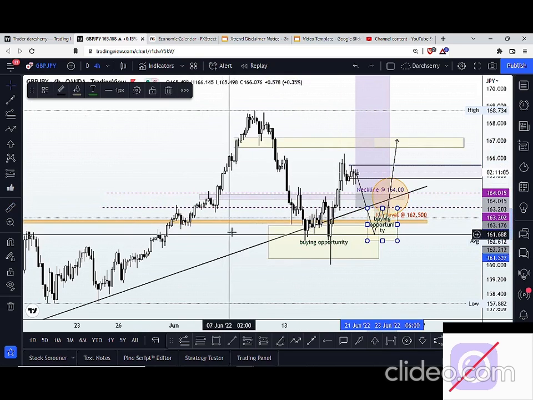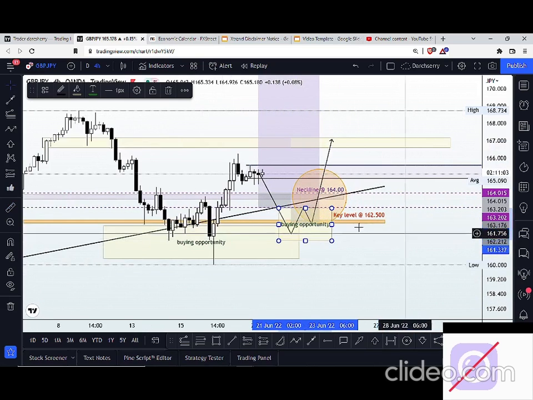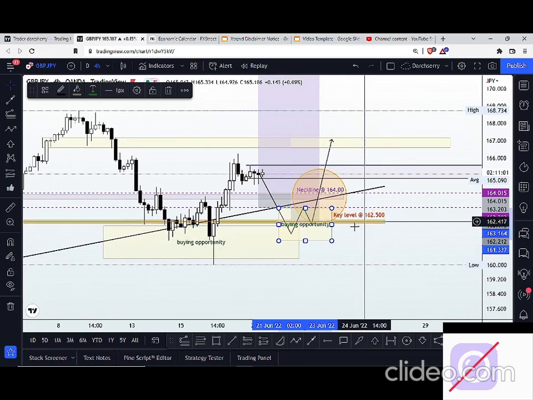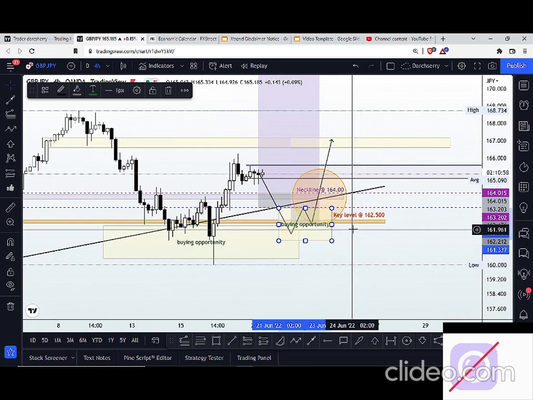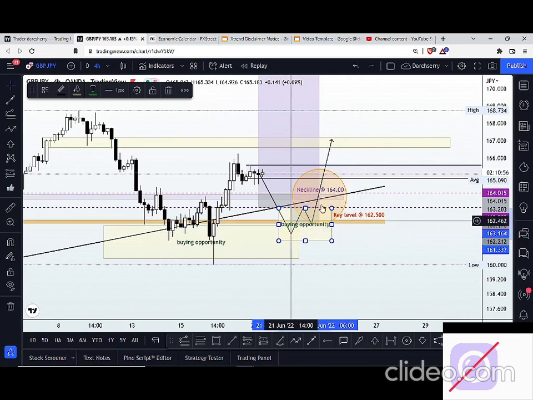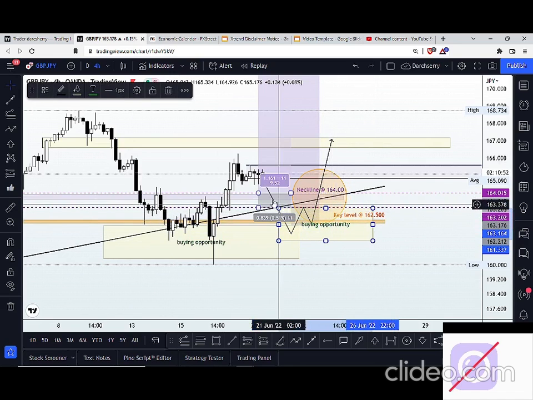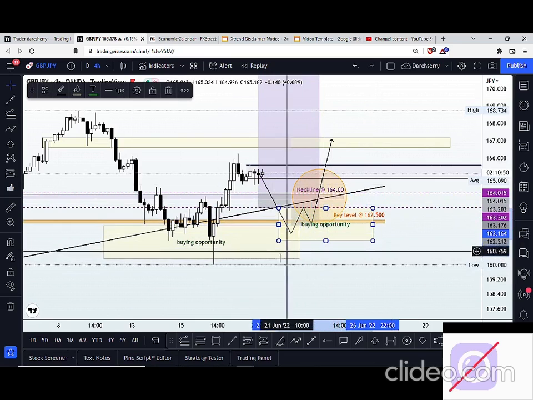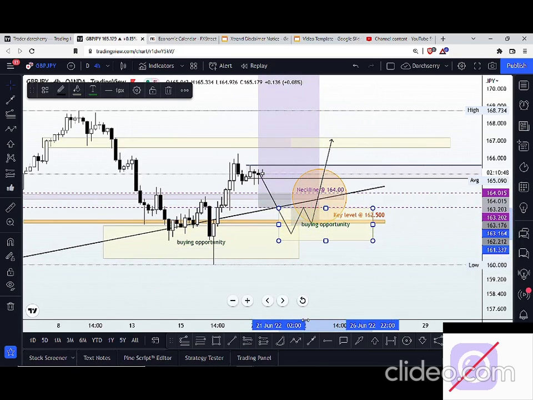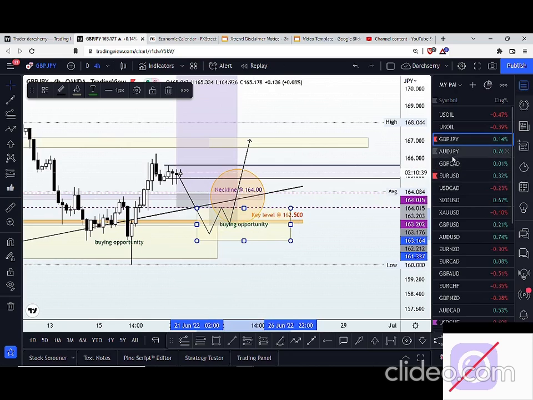So our key level still sits at 162.5. Anywhere below 162.500 is a no-no for buying opportunity, as we want to see price continue to oscillate right above this area to be sure that we are going bullish on the GBP JPY. So that is my perspective on the GBP JPY as we head into the new week. Let's move on to the next pair.